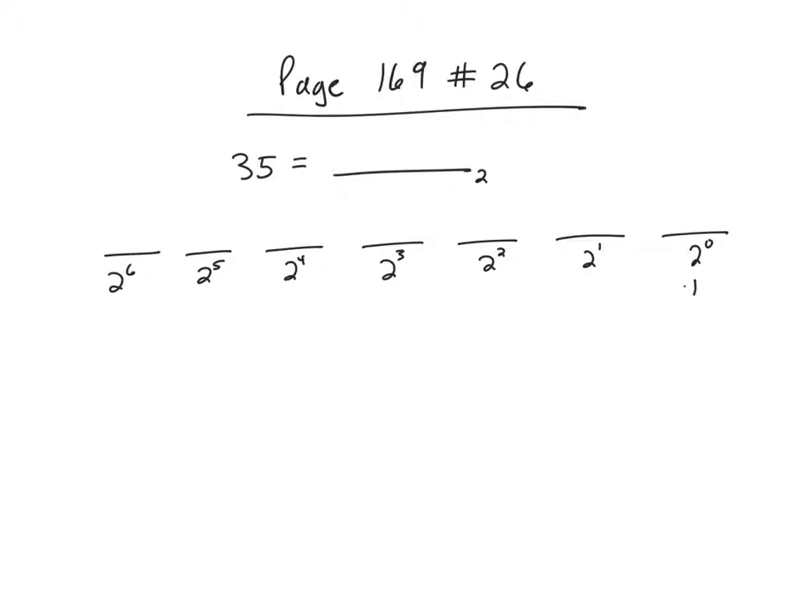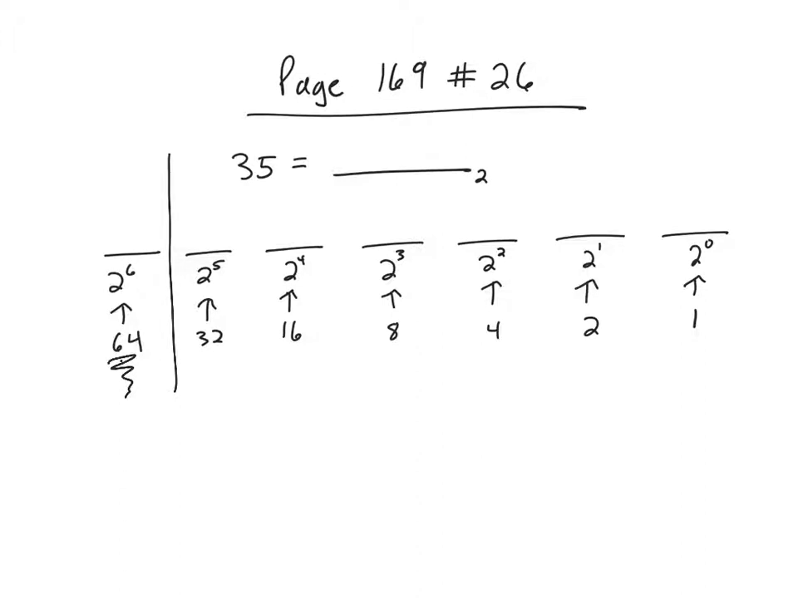So let's look at what the value is. This is the value of 1. 2 to the 1 is 2. 2 squared is 4. 2 to the 3rd is 8. 2 to the 4th is 16. 2 to the 5th is 32. 2 to the 6th is 64. Since my number is 35, I'm going to start right here. I'm not going to need 64 because that's too big. So I'm just going to go ahead and erase that.